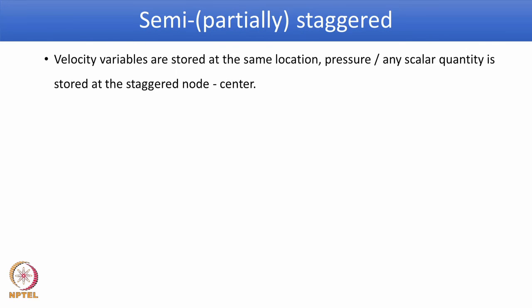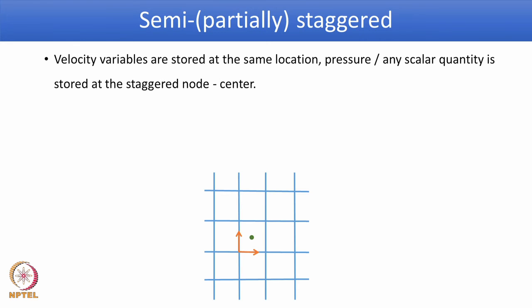Third arrangement is what is known as a semi or partially staggered arrangement. In this, velocity variables are stored at the same location, whereas the pressure or any other scalar quantity is stored at the staggered node or at the center. So this is a figure that is explaining, for the same mesh arrangement, u velocity and v velocity are stored at the one same location, whereas the pressure is at the center. So it is in between collocated and staggered.